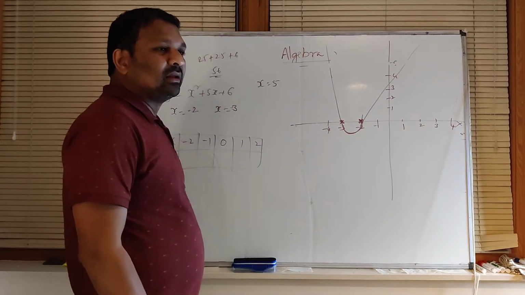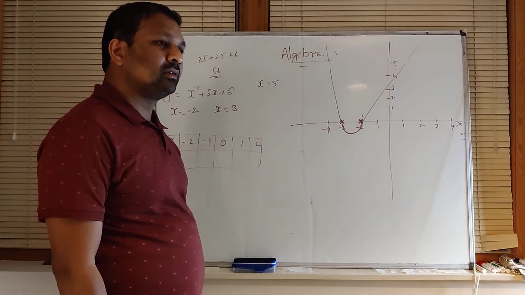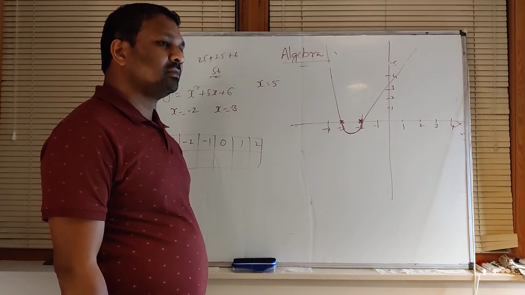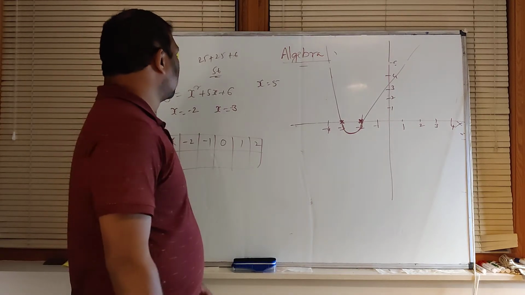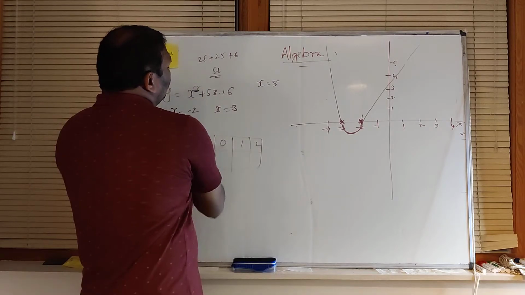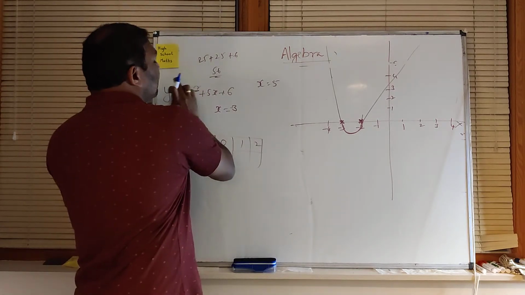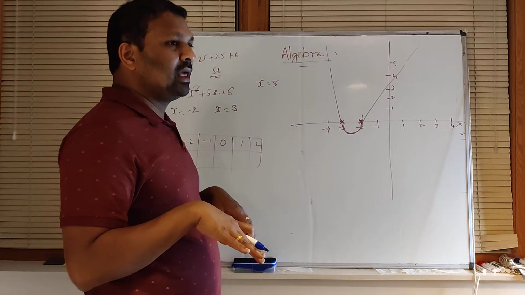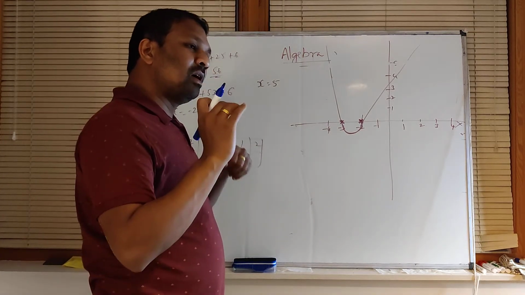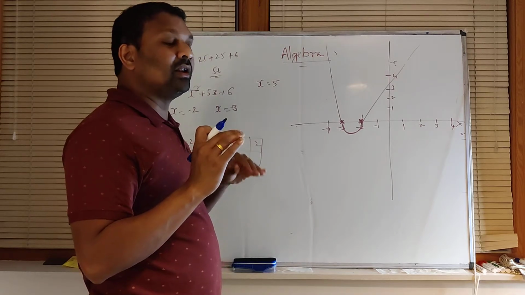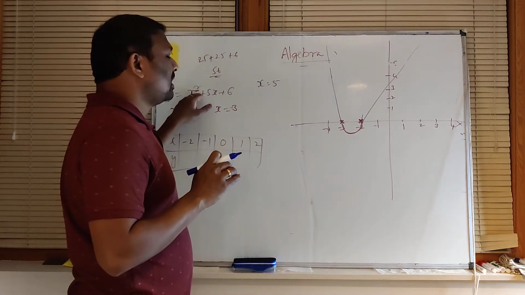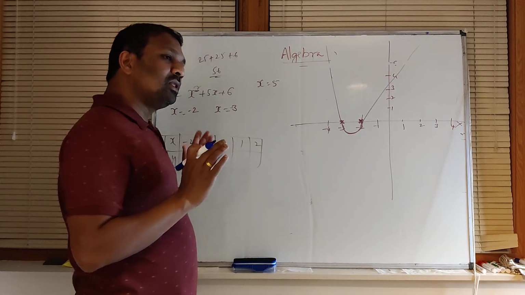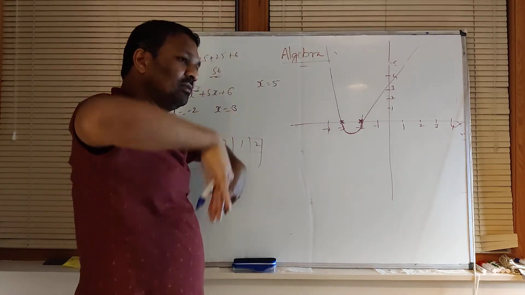Can you tell that table again? For example, positive everything, both go up or both go down. If it is negative, one goes up and one goes down. The power you have to see. If the power is odd, one arm will go up and one arm will go down. If it is even, both arms will face the same way, either upwards or downwards.